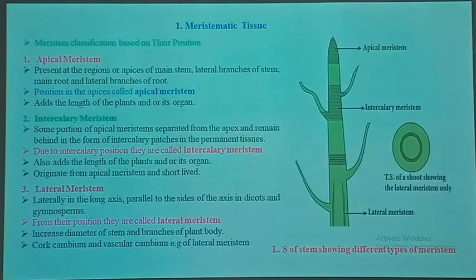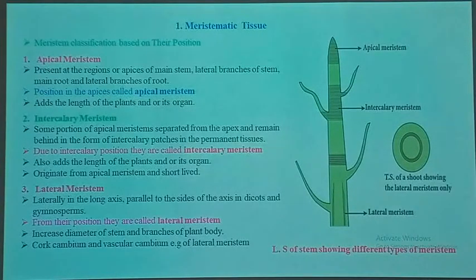Now apical meristem. The apical meristem is present at the apices of the main stem and lateral branches of the stem, also in main roots and lateral branches of the root. The apical meristem's position is in the apices, so it is called apical meristem. The function of apical meristem is to add length, or to increase the length of the plant or its organs.